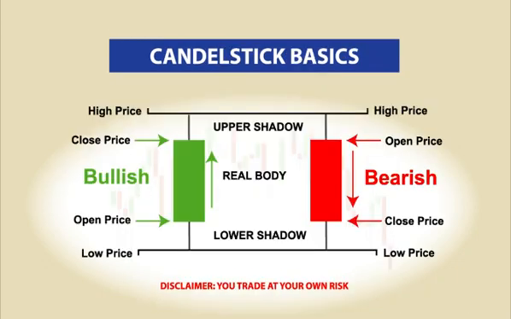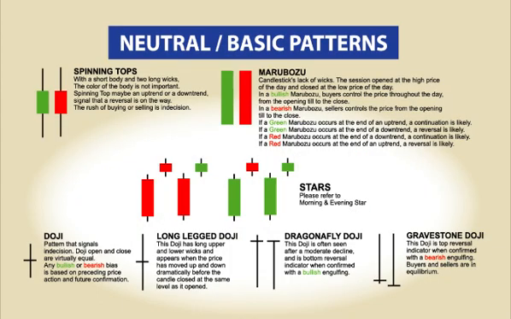Candlestick basics. Bullish and bearish candles. Neutral basic pattern, spinning tops, with a short body and two long wicks. The color of the body is not important. A spinning top may appear in an uptrend or a downtrend, and signals that a reversal is on the way. The rush of buying or selling is indecision.